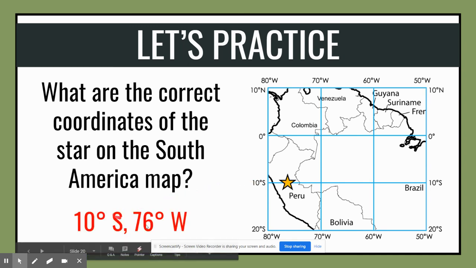And as you can see, they chose 76 degrees west. And if you chose 77 or 75, you wouldn't be wrong. Everybody's going to have a slightly different answer because of how this is set up.